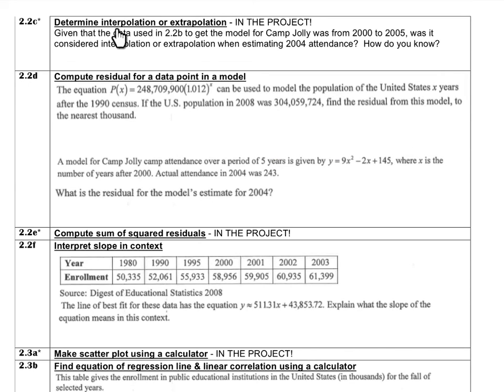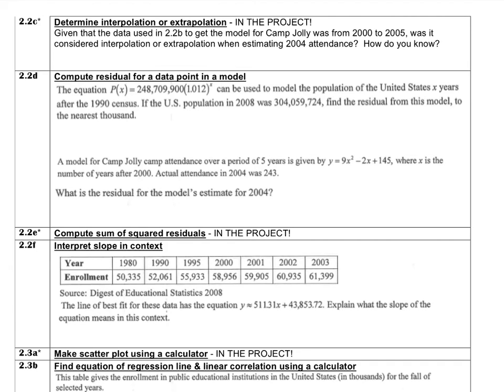2.2c is determine interpolation or extrapolation. This is in the project, but it's good for us to review now. Given that the data used in 2.2b on Camp Jolly was from 2000 to 2005, they created their equation using the data between these time periods.